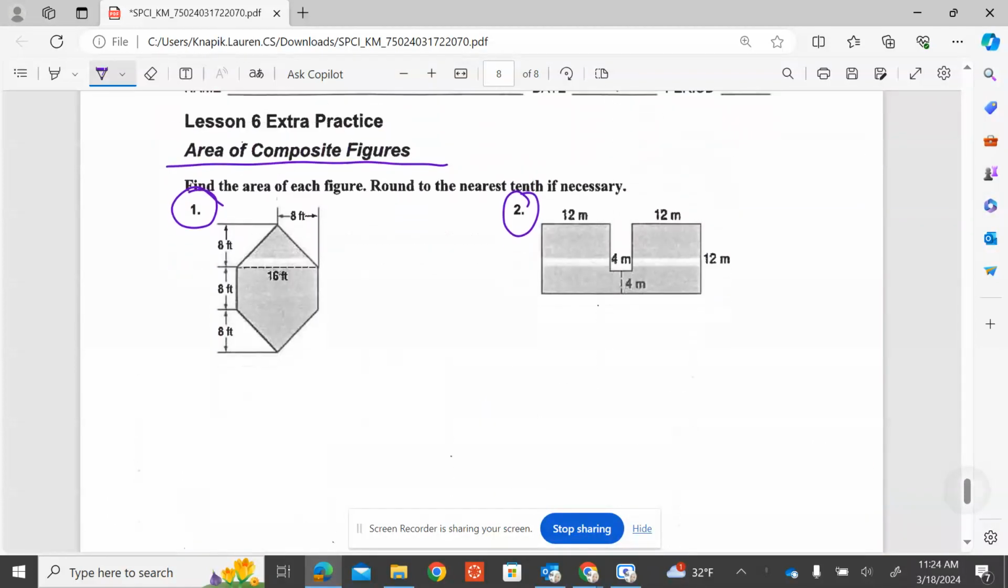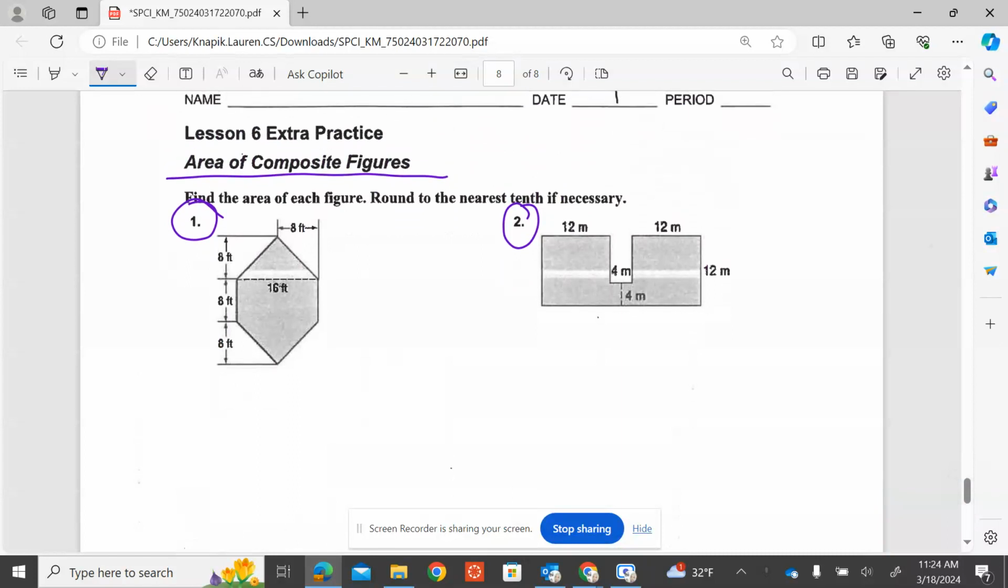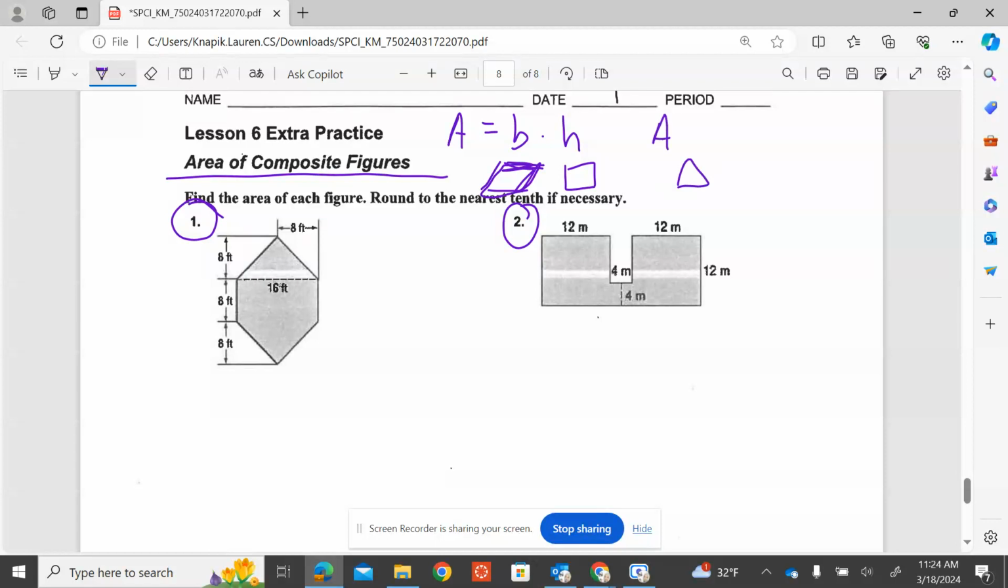So if we want to review a little bit of what we have learned this week, we've learned that the area of rectangles, squares, and parallelograms all have the area of base times height. So that's for parallelograms, rectangles, and squares. The area for triangles is 1/2 times your base times your height.